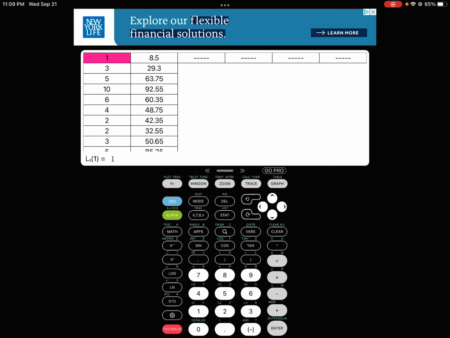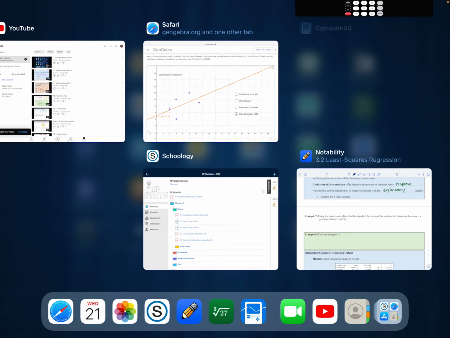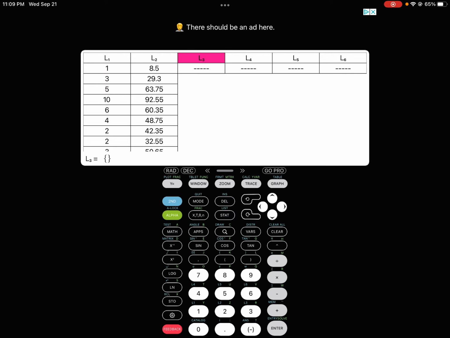List 1 and list 2 are already set with our values. Remember, we've already calculated a least squares regression line. So one of the cool things that we can do is, if I go to list 3, I press enter. Now I've got that blinking cursor on L3. It's asking, what do you want L3 to be? Well, I want L3 to be the residuals.